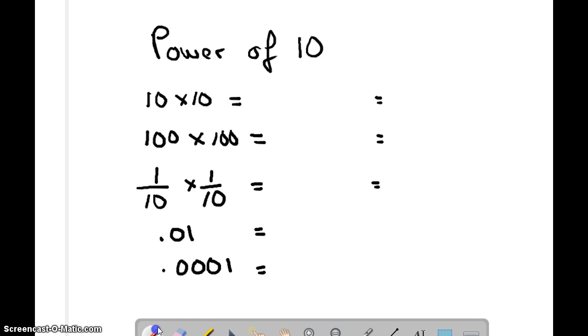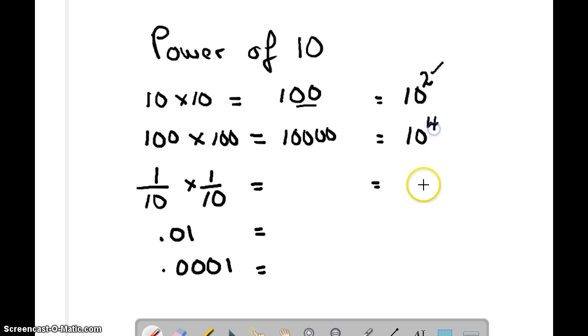So what does the power of 10 do for us? Well, let's just take a look very simply. 10 times 10, how many zeros are there? Well, we have 1, 2 zeros. Everybody knows that 10 times 10 is 100, but we can write that as 10 squared. I have 2 zeros. My exponent is 2. 100 times 100 is 1, 2, 3, 4 zeros. And I can easily write that 10 to the fourth. So the corresponding exponent always matches with the number of zeros.